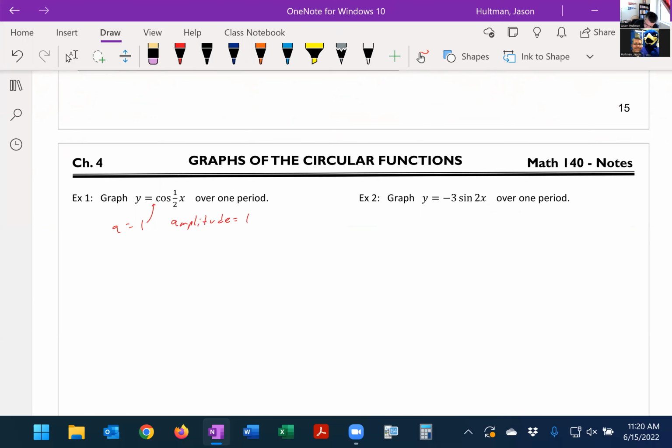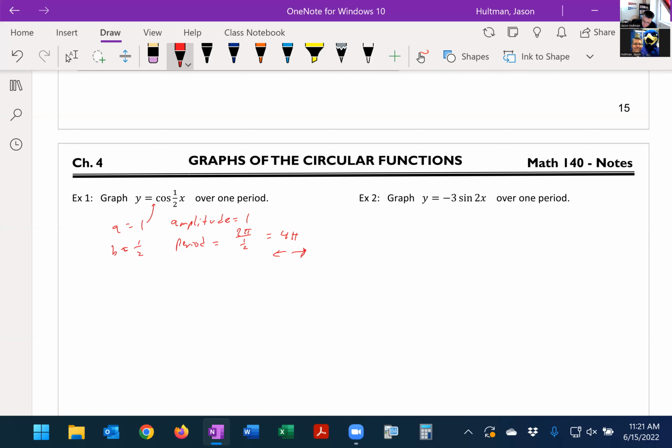Now to find the period, b is equal to 1/2. So the period is going to be 2 pi over 1/2. And when I divide by a fraction, I multiply by the reciprocal. So this becomes 4 pi. That 1/2 is going to flip and become 2, and 2 pi times 2 is 4 pi. So what we're doing here is stretching this out. The period originally was 2 pi, but now we're stretching it to 4 pi.